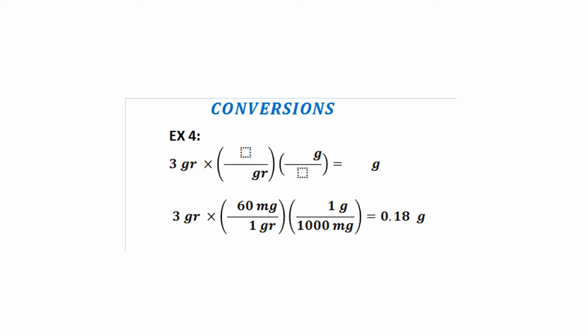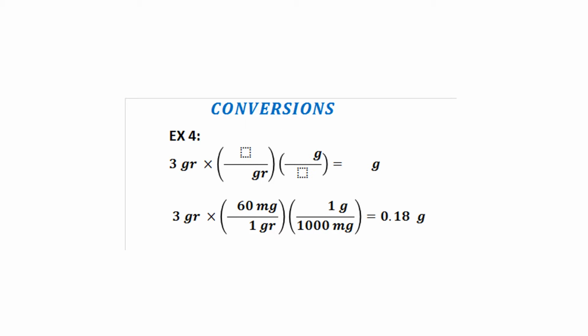So on the left, 60 milligrams is 1 grain. And on the right, 1 gram is 1,000 milligrams. So our arithmetical problem is 3 times 60 over 1,000. Let's knock out a 0 on top and bottom. So now we got 3 times 6 over 100. So that's 18 divided by 100. Move the decimal 2 places to the left.